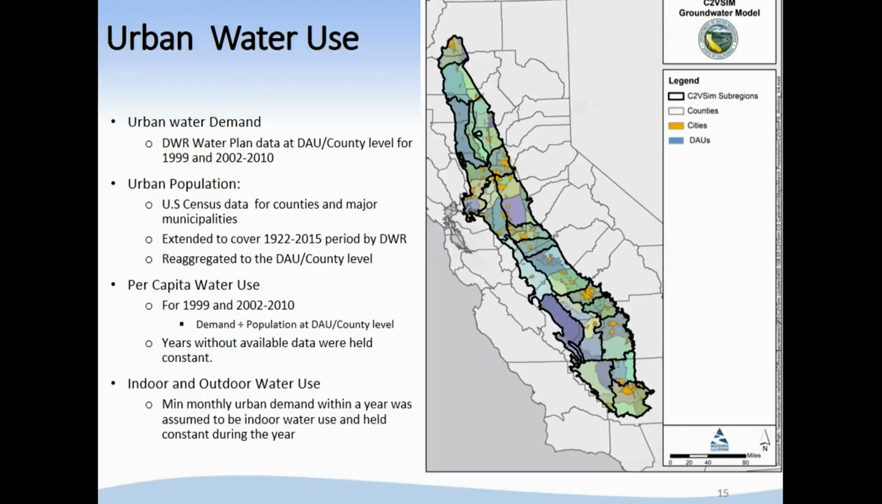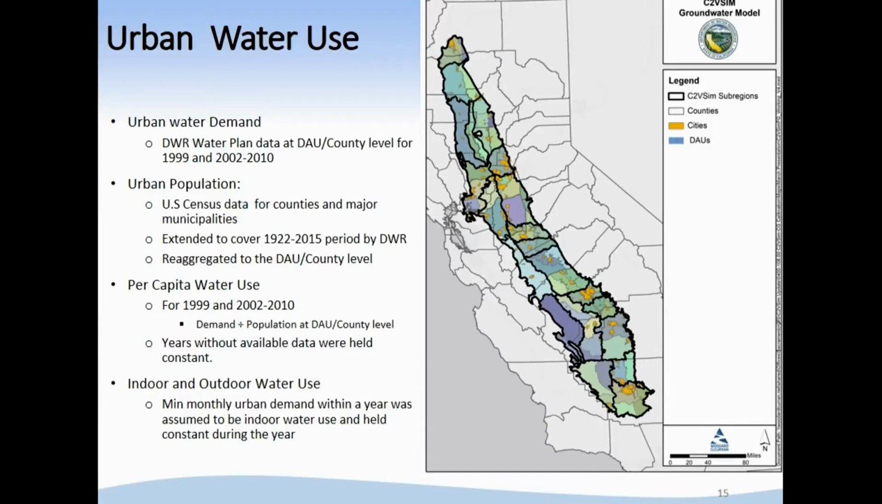As for the per capita water use, we took the urban water demand data from the California Water Plan and the population data from the US Census Bureau, and we calculated the per capita water use as demand divided by the population for the 1999 to 2000 time period. Then we extended this information to 2015 using the 2010 averages. Going back to 1922, we used the averages for 1999. Basically, we kept per capita water use constant going back all the way to 1922, but the population data dictates how much water has been used historically.